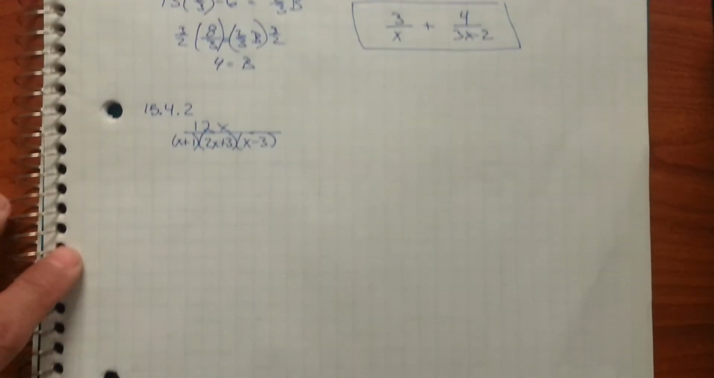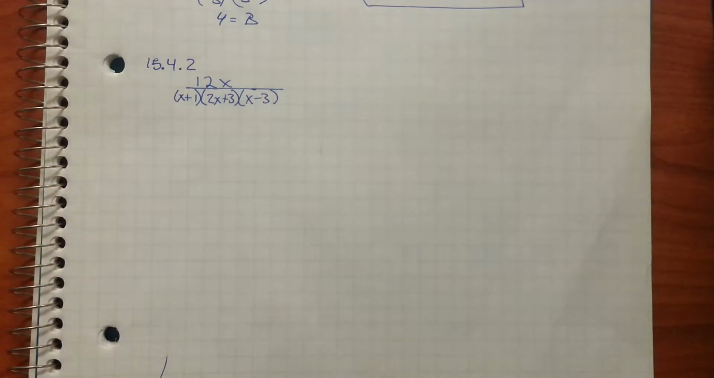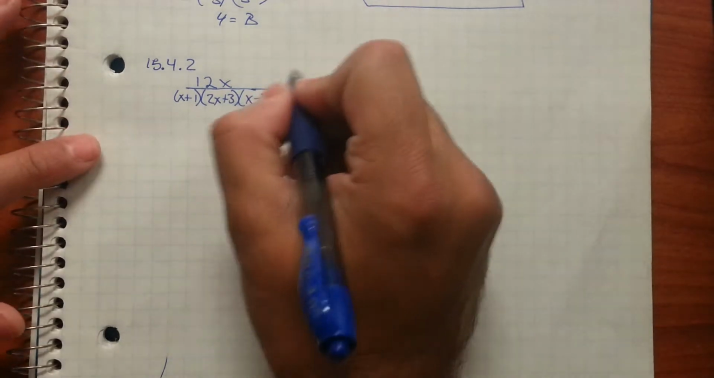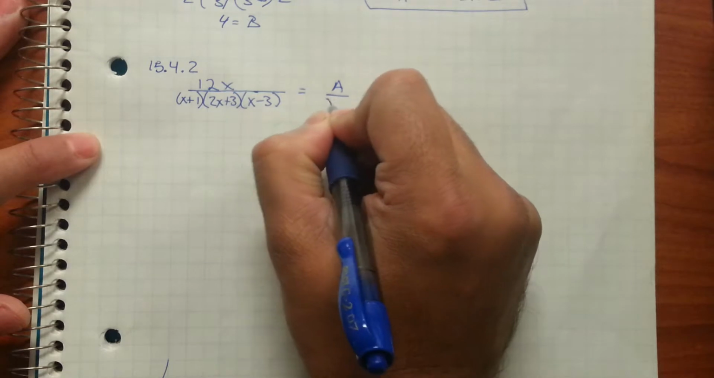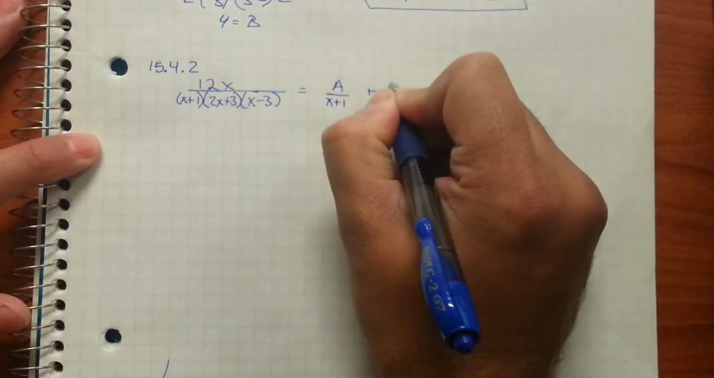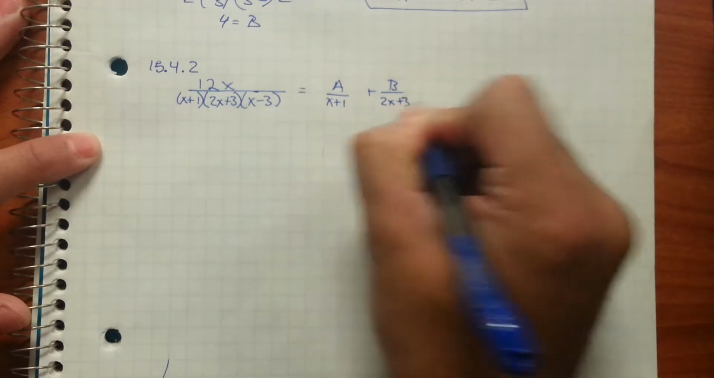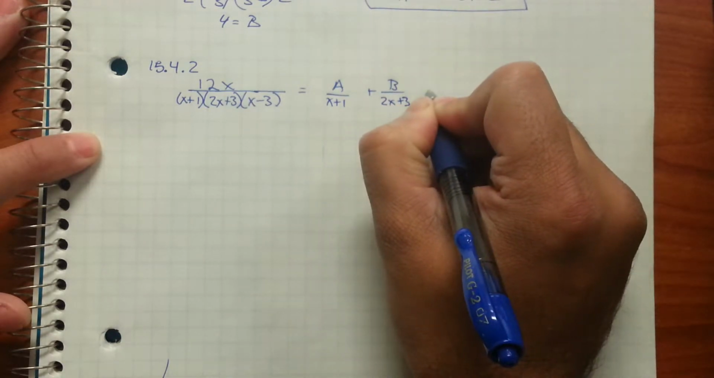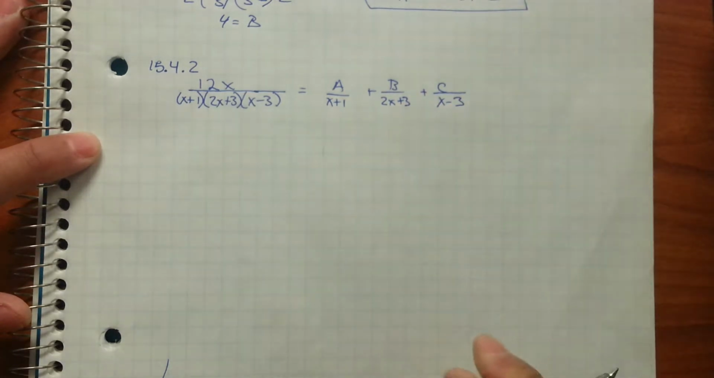Now let's take a look at this next one right here. I'm going to use the same thing, but on this one I have 3 terms in my denominator, so that one's going to give me an A, B, and C. So this is going to give me A over x plus 1, plus B over 2x plus 3, and the last one's going to be plus C over x minus 3.